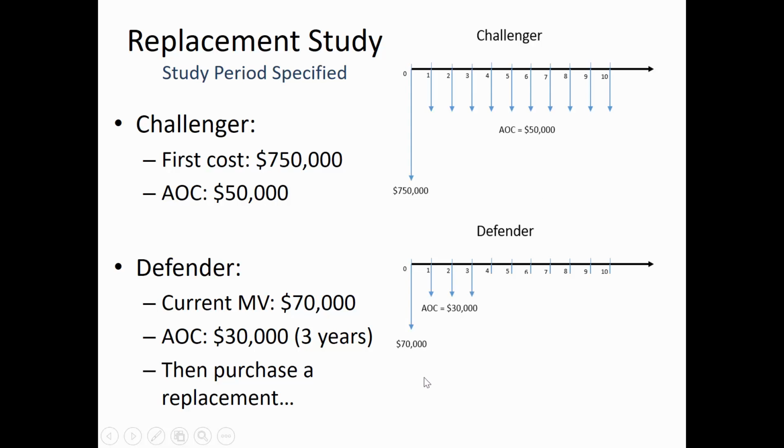Our existing equipment in the exercise we're going to do has a current market value of $70,000. If we sold this defender today, we could get $70,000 for it, which means if we keep it, it's effectively costing us $70,000. So the defender option is we spend $70,000 now because we're not selling it, and then it has annual operating costs. That's what AOC stands for, annual operating costs of $30,000 a year for 3 years. Then the equipment has no salvage value. What we'll have to do after the 3 years is then purchase a replacement.